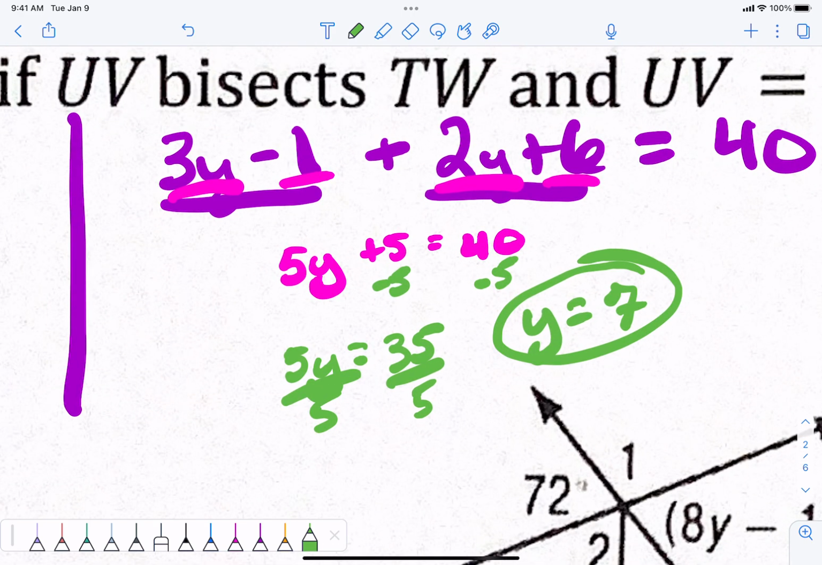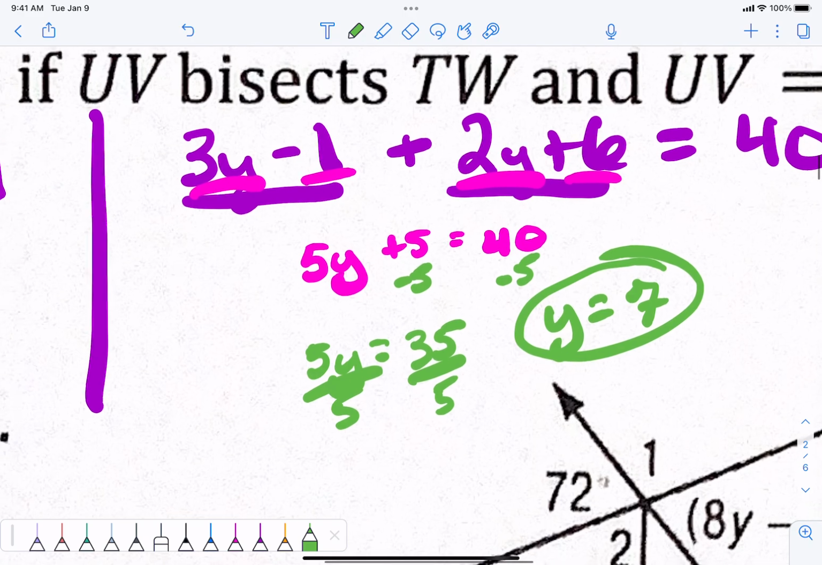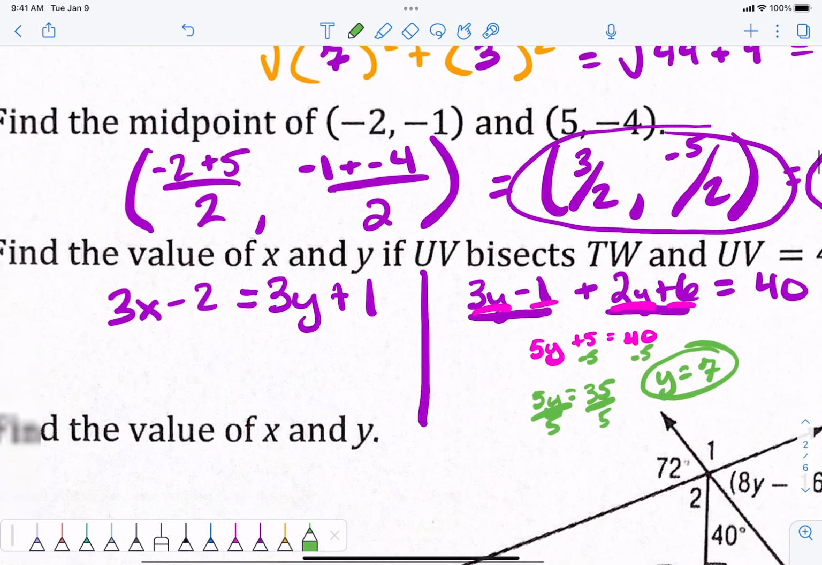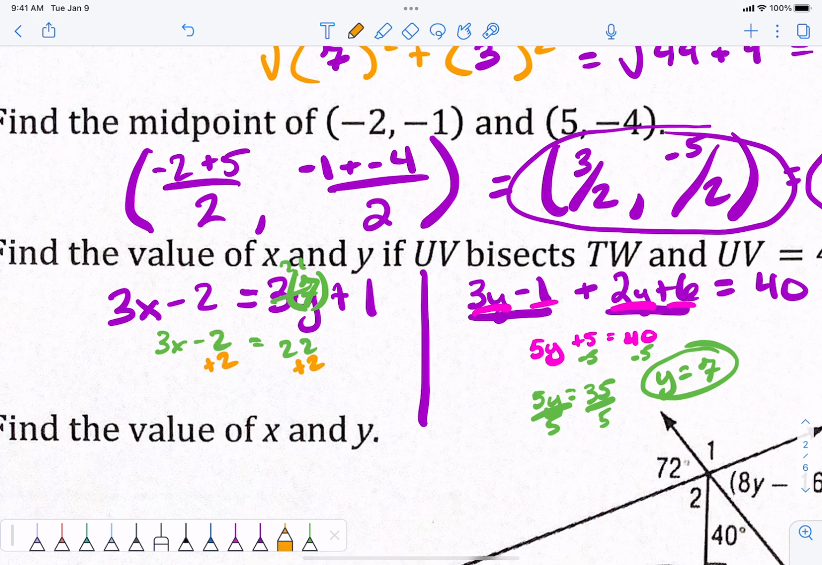So y is 7. Now we can go back to the original equation over here. I'll zoom out. We're going to put 7 in for y. 3 times 7 is 21, plus 1 is 22. Add the 2, plus 2, plus 2. So 3x equals 24, and x is going to be 8. Beautiful. Okay, we solved for x and y. Very nice.